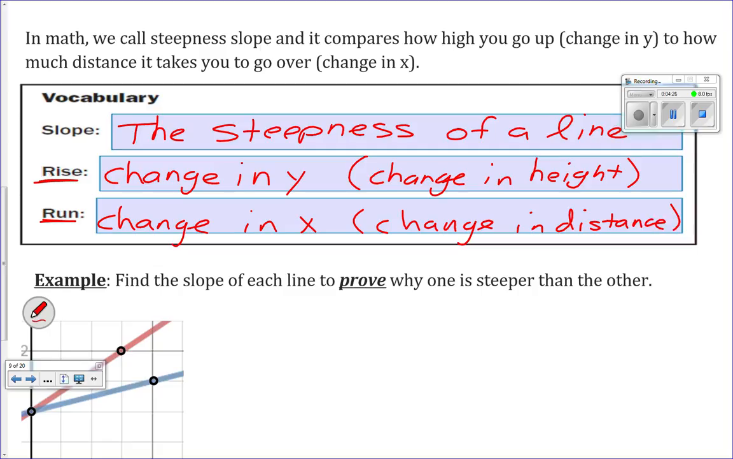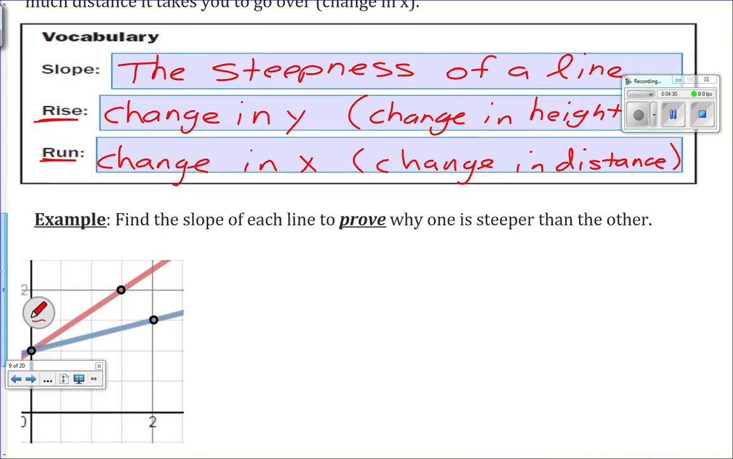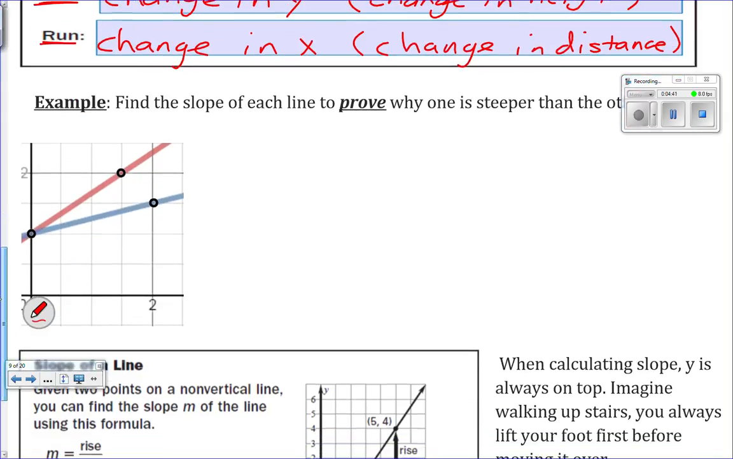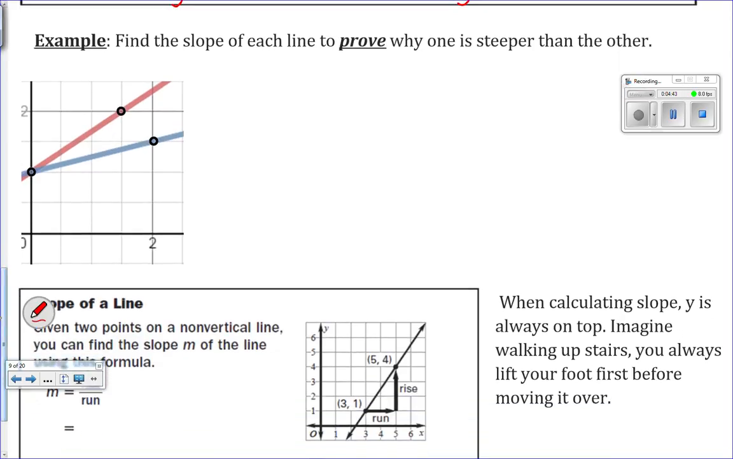Okay, so let's go ahead and make sure we have those down. If we need to pause the video, we can. Let's make sure that everybody has that in their packets. Okay, slope is the steepness of a line. Rise is the change in y, or the up and down. And run is the change in x, or left and right. Okay, so for this example, we're going to find the slope of each line to prove why one is steeper than the other.